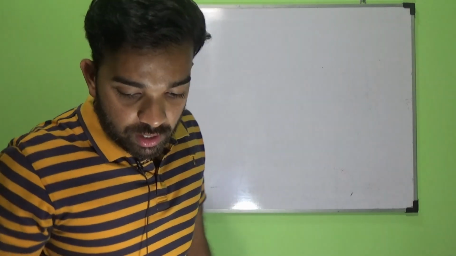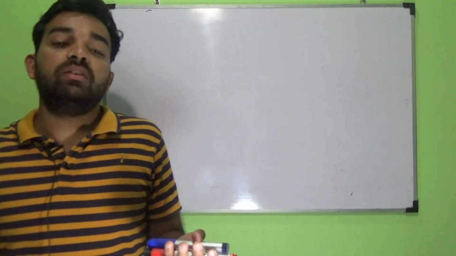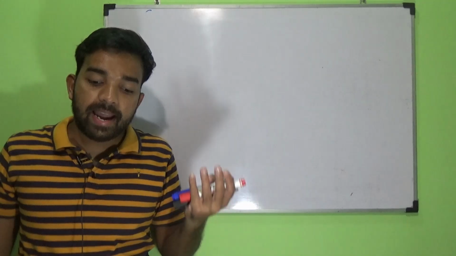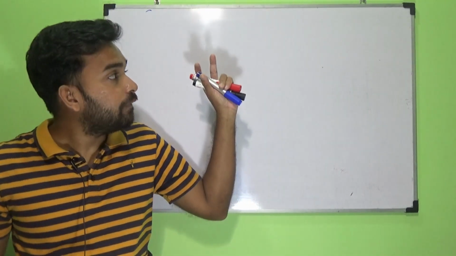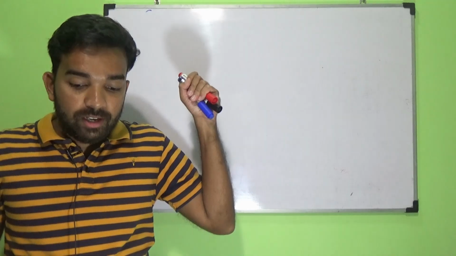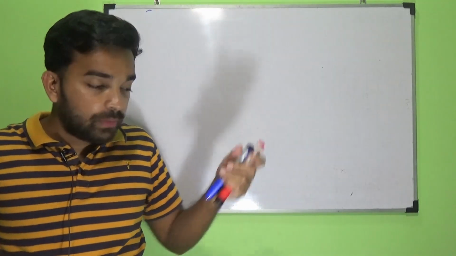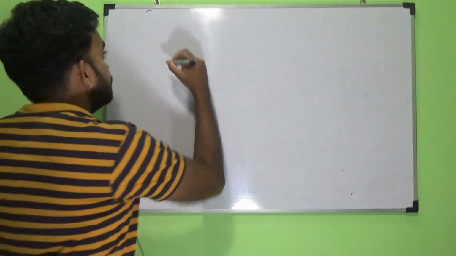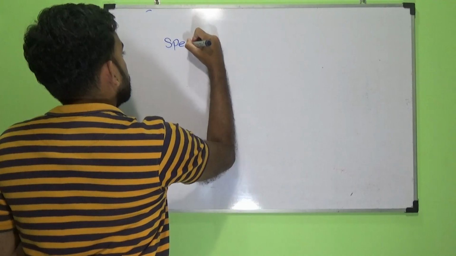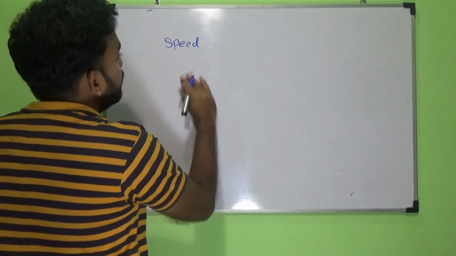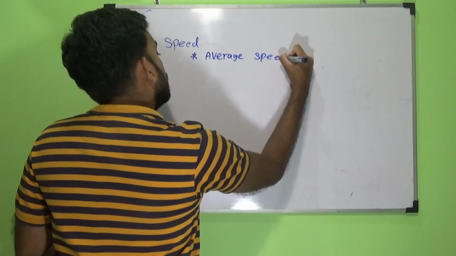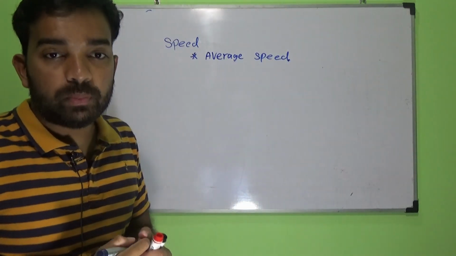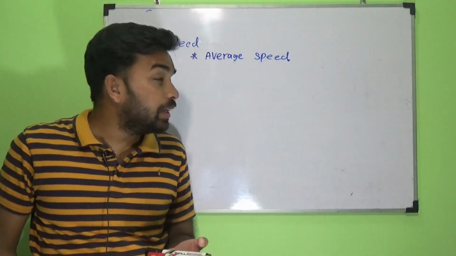Alright. Now since you know about velocity and speed, now you know what is velocity, now you know what is speed. Now we are moving on to speed. In this, the first thing that we have to learn about is the average speed. What is this average speed? That is what we have to learn now.